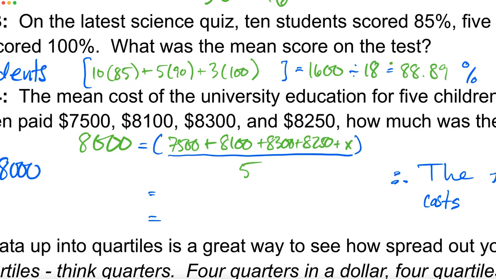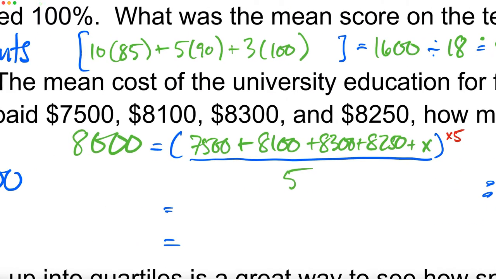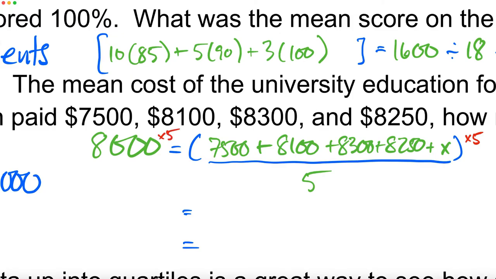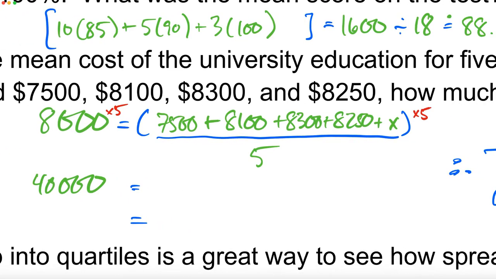Again, if we're trying to solve for the unknown here, we first need to get rid of all the things that are happening to it. It's being divided by 5, and then it's having 7,500, 8,100, 8,300, and 8,250 added to it. So we're going to undo all of those things. The first thing we're going to do, in order to get rid of that divide by 5, is multiply both sides by 5. On the left side, we have 8,000 times 5, so that will be 40,000. And over here, we multiplied by 5, so that's gotten rid of our denominator.